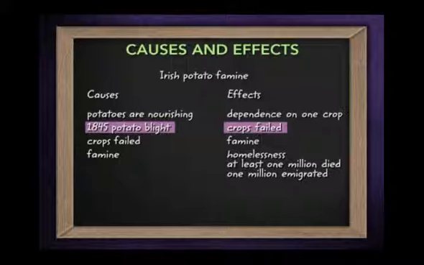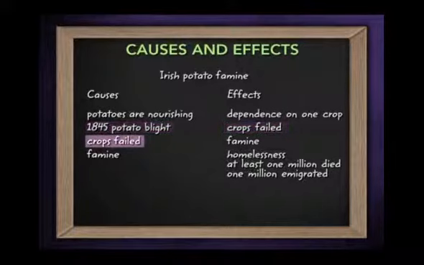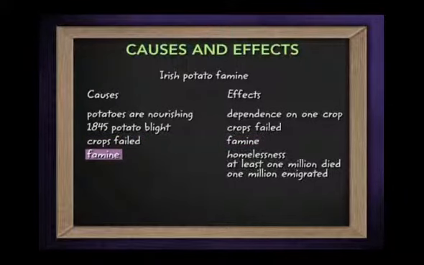Well, this resulted in the crops failing because the potato blight killed the potato plants. The failure of the crops is also a cause because that resulted in famine or mass starvation. I put famine back in my causes because famine had many, many effects.